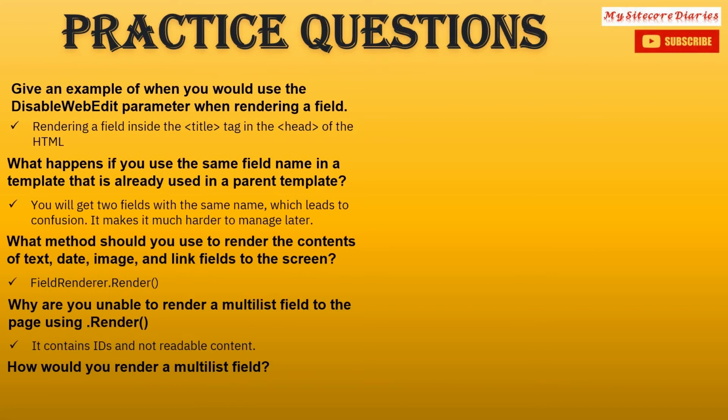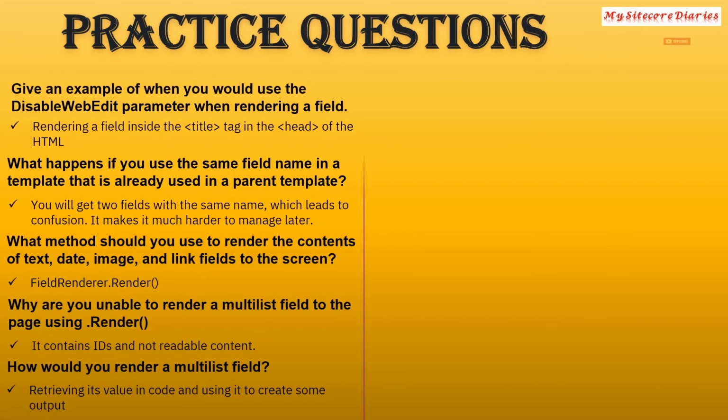How will you render a multilist field? Retrieving its value in the code and using it to create some output. I think this is a duplicate question I have added by mistake.